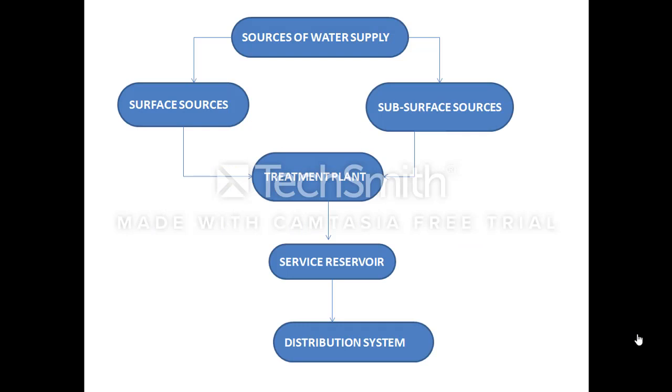Here is the flow diagram for the path of water in the water supply system. The water from the source goes to the treatment plant. The sources of water can be classified as surface source or subsurface source. The surface source can be rivers, ponds, lakes, streams, etc. And the subsurface sources can be wells, springs, etc. After the treatment plant, water is stored in the service reservoir from where it goes to the distribution system.